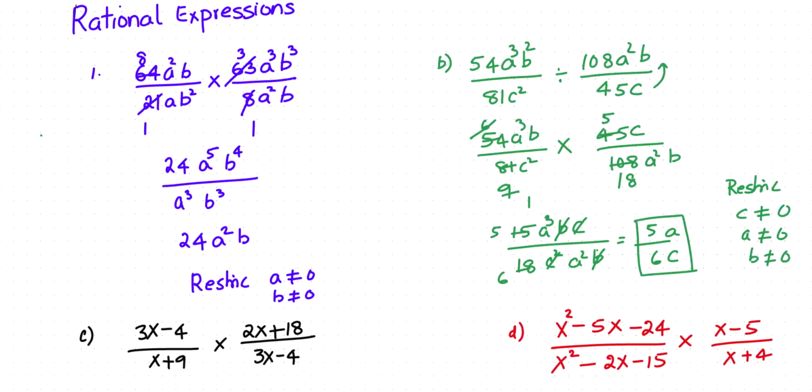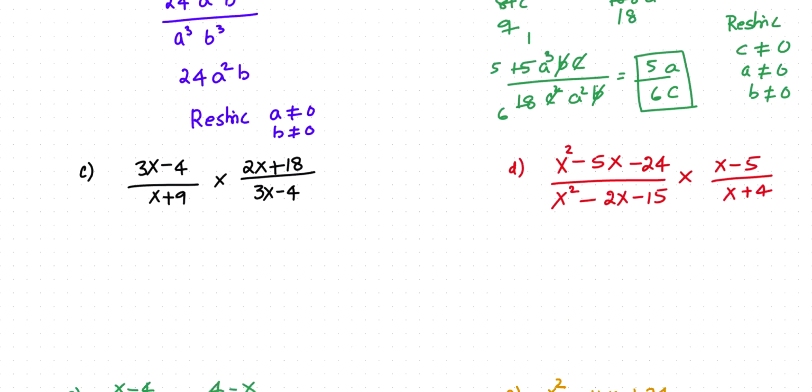The next question. 3x minus 4 over x plus 9 times 2x plus 18 over 3x minus 4. So we write here 3x minus 4 upon x plus 9 times, we take out 2 common here because we can divide both by 2. So take out 2 common, so we get x plus 9 over 3x minus 4. So 3x minus 4, 3x minus 4 cancel. x plus 9 cancel. Answer is 2.